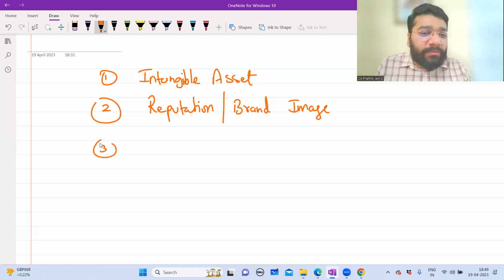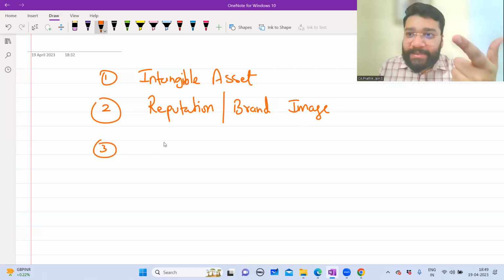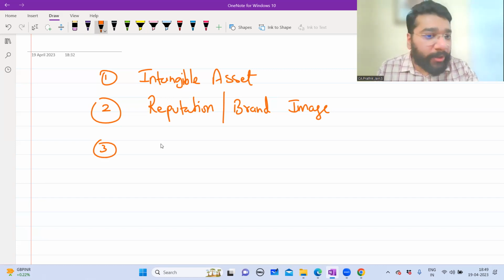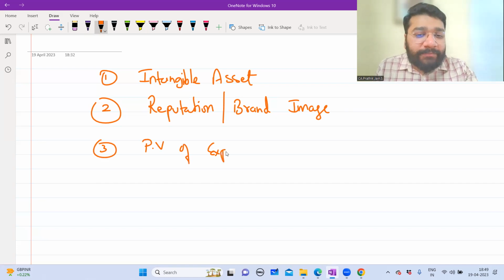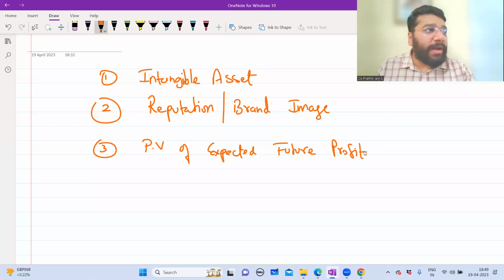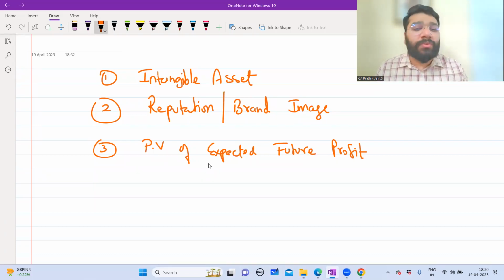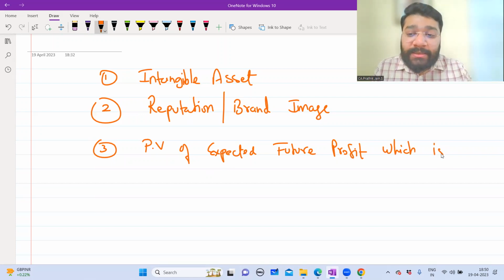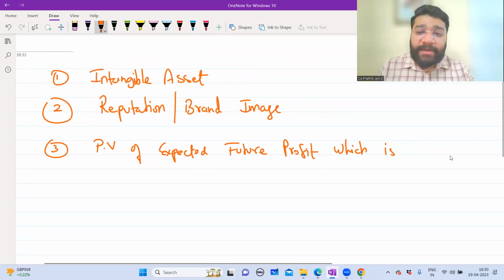The third point, which is something new to all of you, is what somebody said online. Can you repeat that point? That was the absolutely right point. Expected future profit, sir. It is the present value. Goodwill is nothing but the present value of the expected future profit, and the word after that is sacrificed. So goodwill is the present value of the expected future profit which is sacrificed.